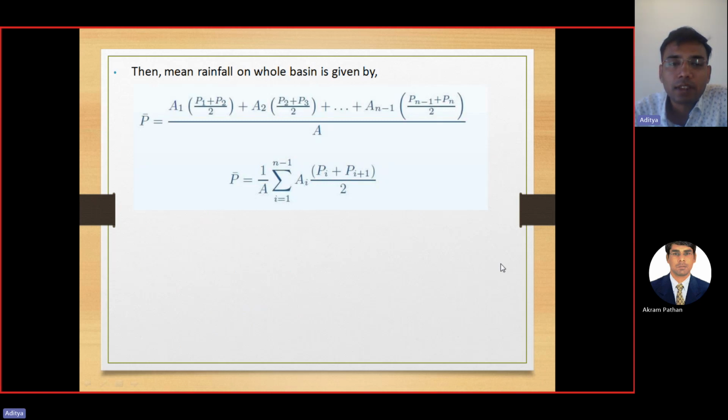Then P bar, that is the average rainfall, is calculated using the formula A1 times (P1 plus P2) by 2, plus A2 times (P2 plus P3) divided by 2, and likewise, divided by the total area.